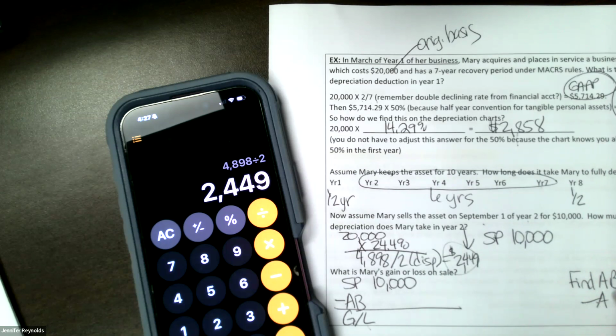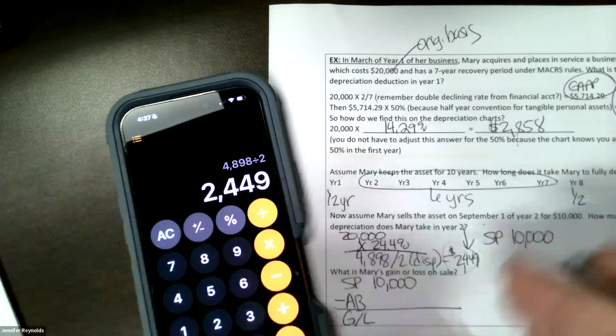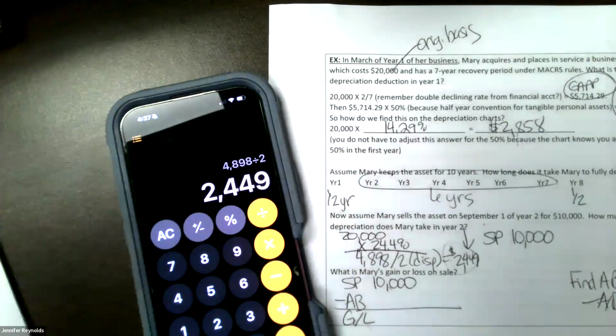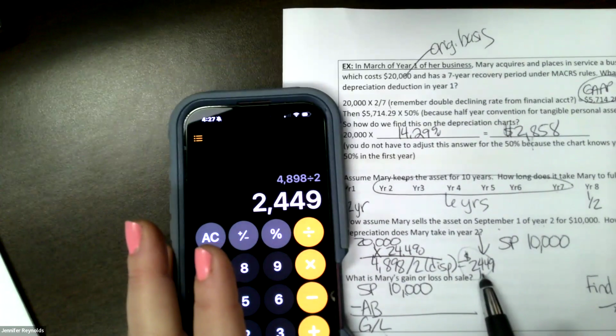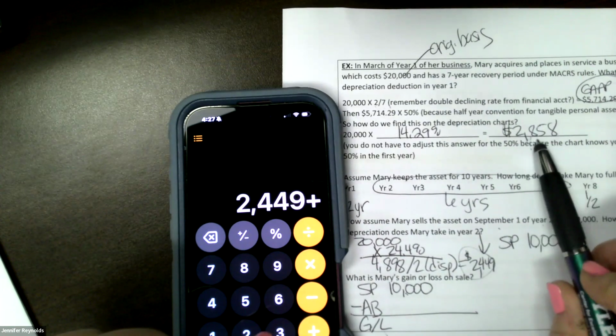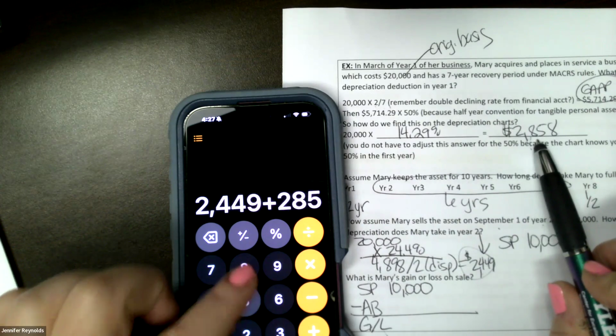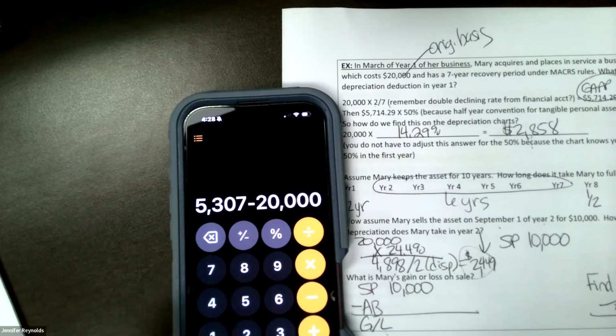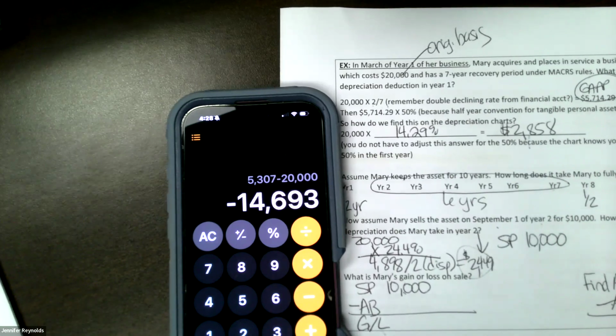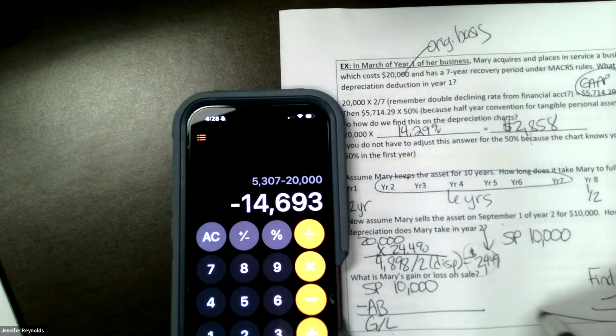Minus what? Accumulated depreciation. That means all the depreciation over all the years. We only have 2 years in this problem, so our accumulated depreciation would be year 2's of 2449 plus year 1's depreciation of 2858. That gives me accumulated depreciation of $5,307, right? So my adjusted basis is 14,693. Now I can use that to find my gain or loss.